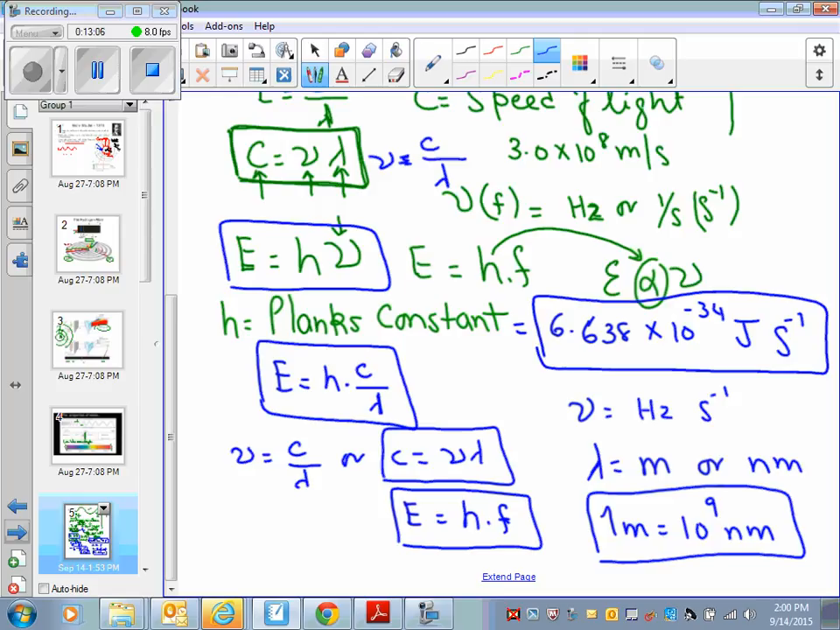So doing 8. 6.638 multiplied by 10 to the negative 34 joules per second.